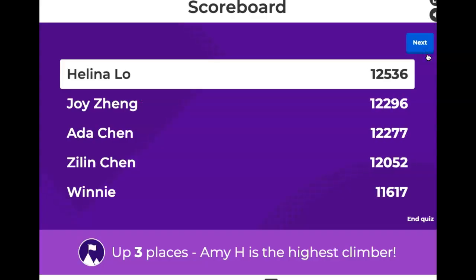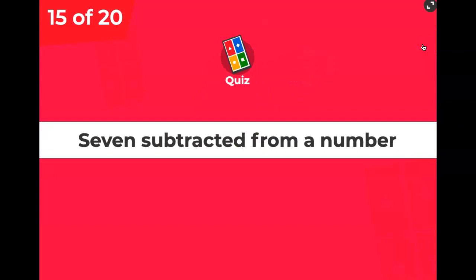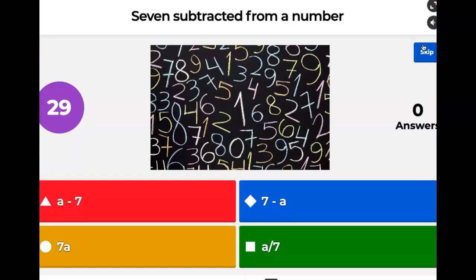Helena is up and no one changed position. Very nice. Question 15. 7 subtracted from a number. I stress the word "from" a number. So 7 subtracted from a number. Go ahead.